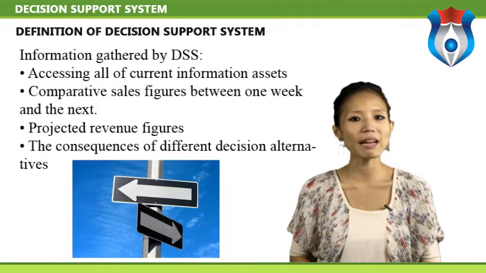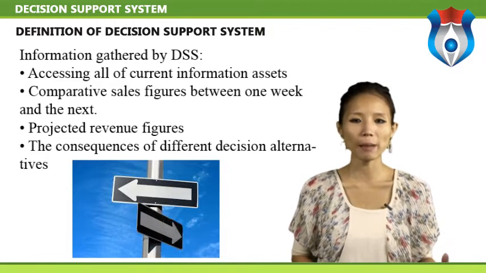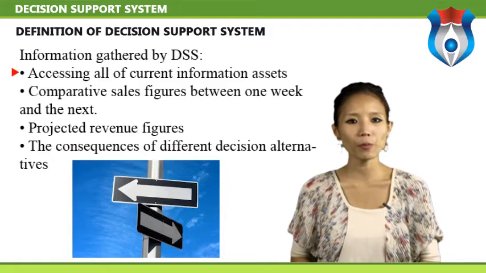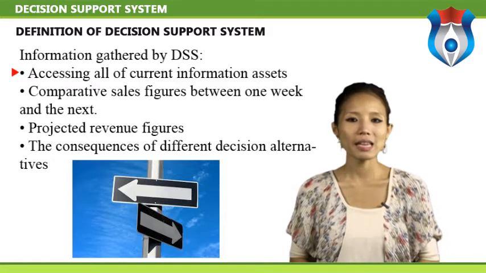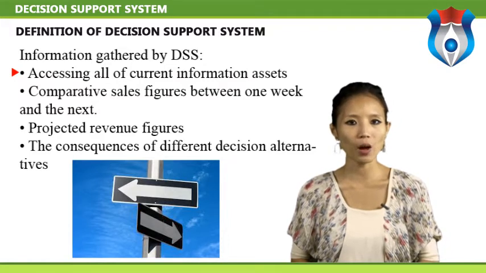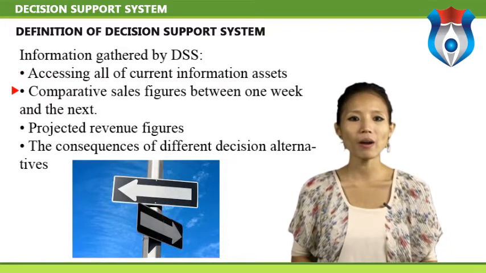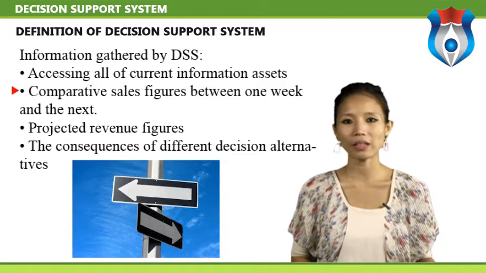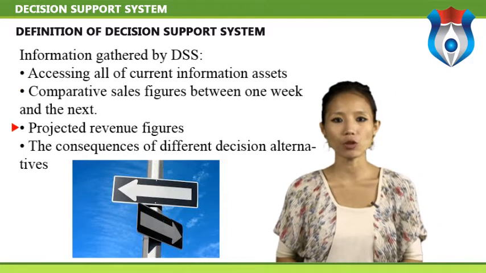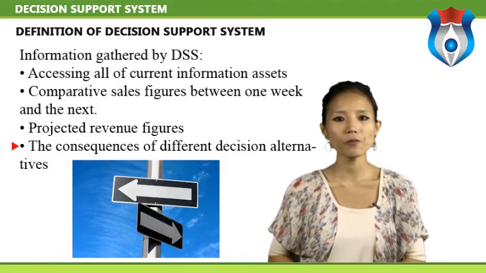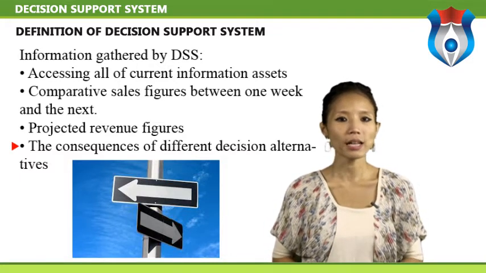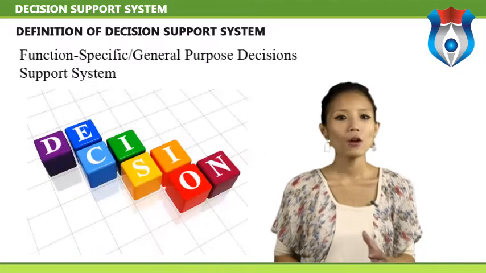Typical information that a decision support application might gather and present would be assessing all of current information assets, including legacy and relational data sources, cubes, data warehouses, and data marts. Comparative sales figures between one week and the next, projected revenue figures based on new product sales assumptions, and the consequences of different decision alternatives given past experience in a context that is described.